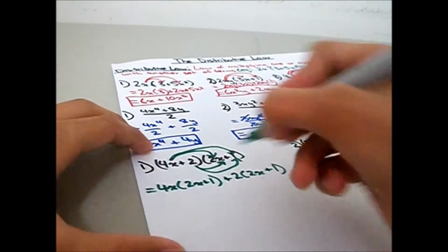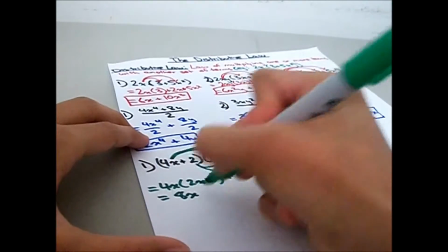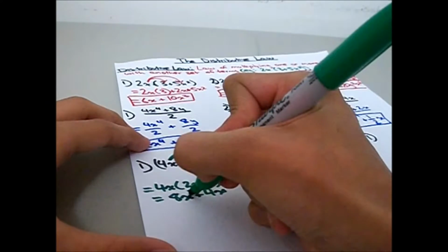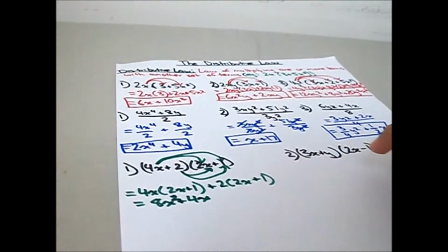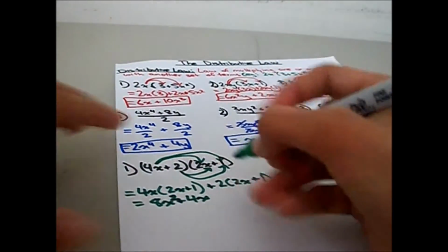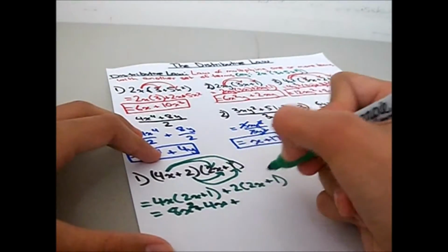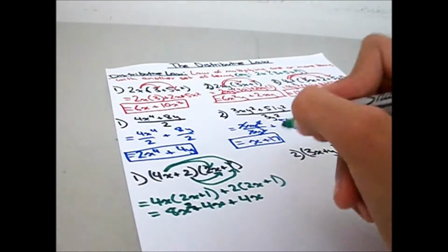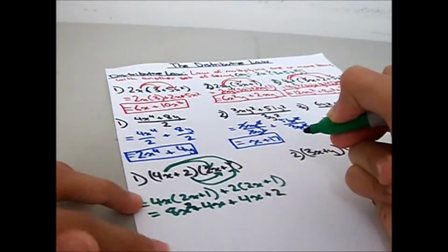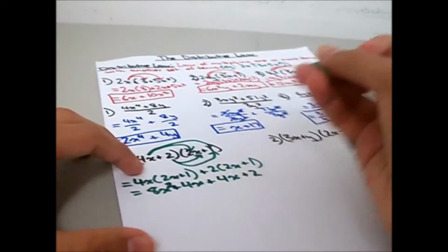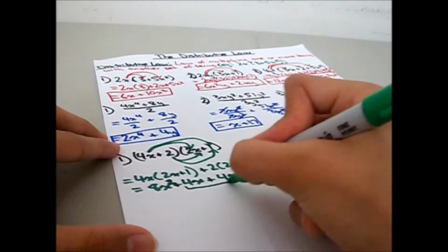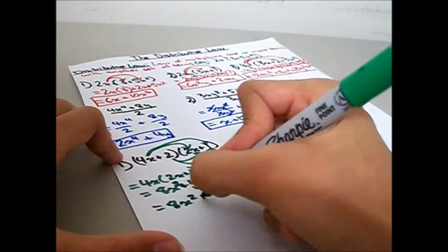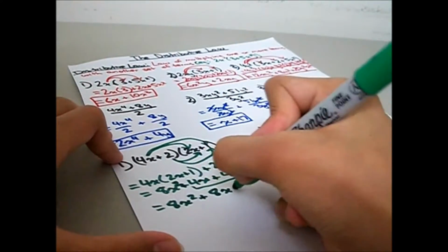And 4x multiplied by 2x will be 8x, multiplied by 1 will be 4x. Oh sorry, this is 8x squared, since x times x will be x squared. And we also have 2 multiplied by 2x, which equals 4x, multiplied by 1 equals 2. Now we will simplify this, add up the like terms, which are these two. Our final answer is 8x squared plus 8x plus 2.